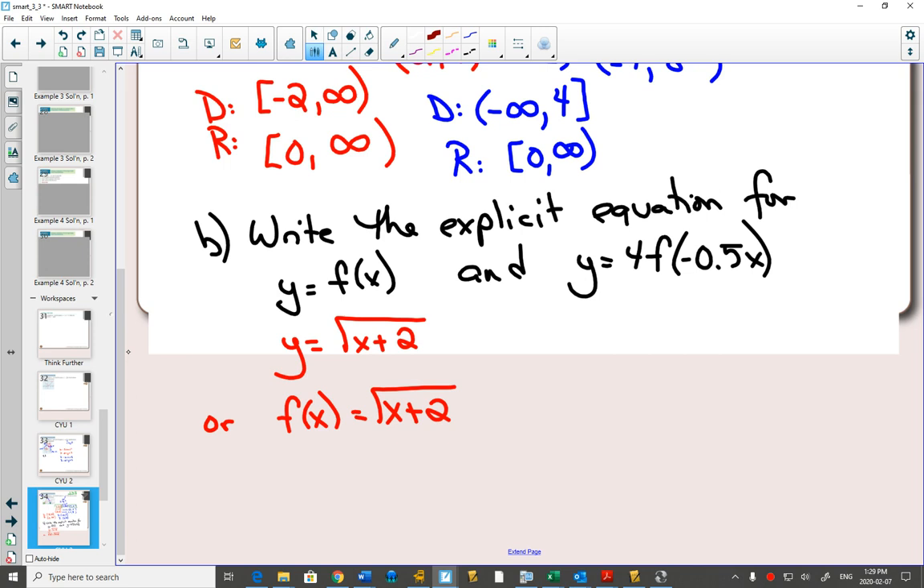Now we want to write this equation, the blue one. Well, it's going to be y equals, that 4 is outside the function, so it would still be 4. And how does function notation work? Well, whatever you plug into the function replaces the x. So my function was the square root of x plus 2. And now I'm going to plug in a negative 0.5x, where the x is, and there would still be plus 2 afterwards.